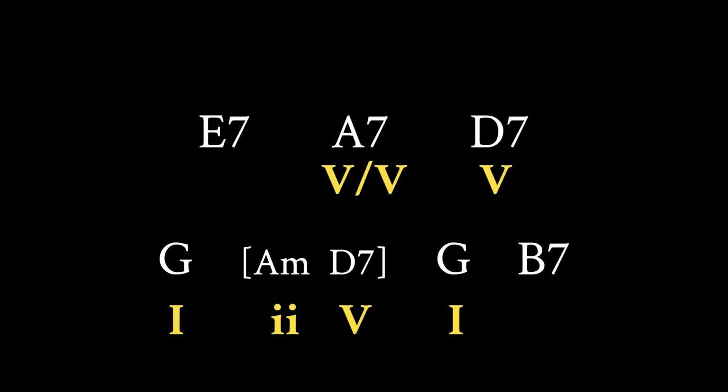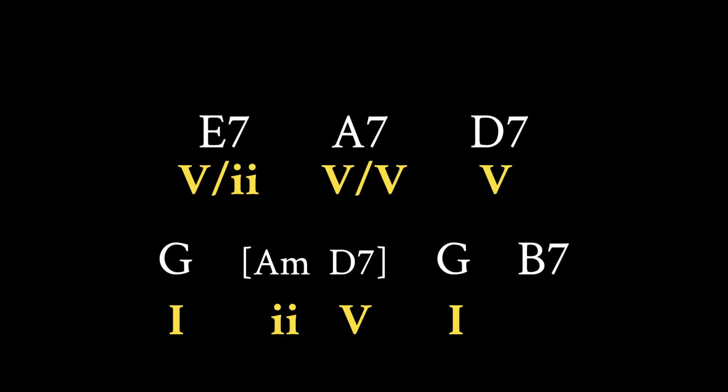E7 resolves up a fourth, dominantly preparing the A7, and is labeled 5 of 2, A being the second scale degree in the key of G. The turnaround back to the top, B7 resolves up a fourth to E, dominantly preparing the E7 and is labeled 5 of 6, since E is the 6th scale degree in our key of G.